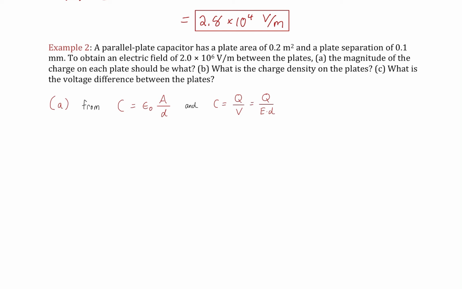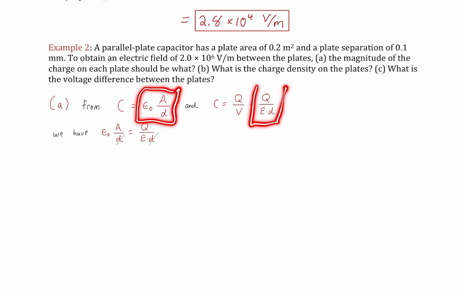So then I can just set the two things equal to each other. I'm just setting the left side of the equation equal to the right side of the equation, right? I've eliminated the capacitance, since I don't care about it.